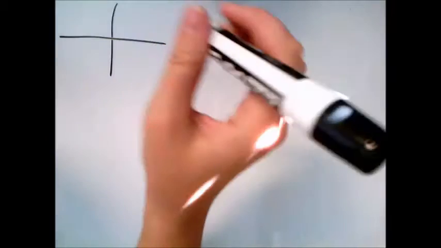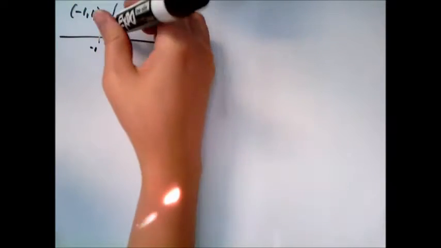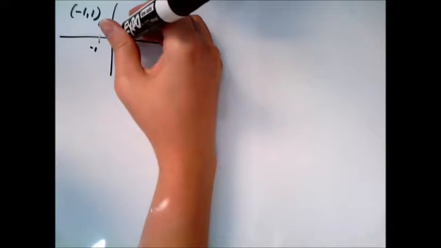Here we have a problem where they want the equation of a circle and they give us the endpoints of a diameter. So first I want to draw these points on here so I can see what's going on. So one of them is (-1, 1). And the other one is (1, -3).